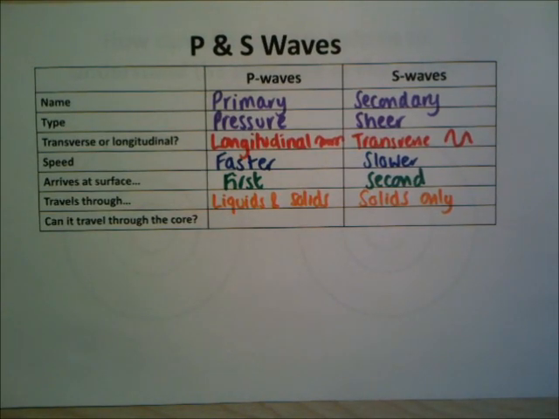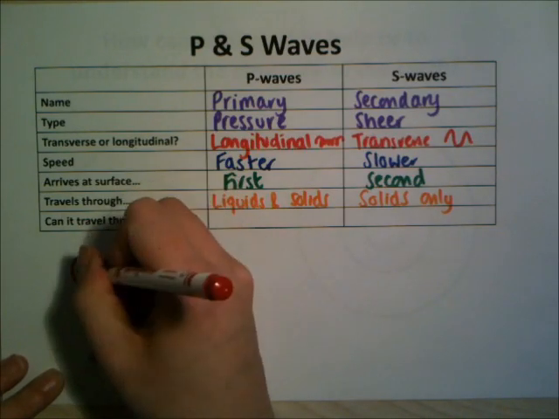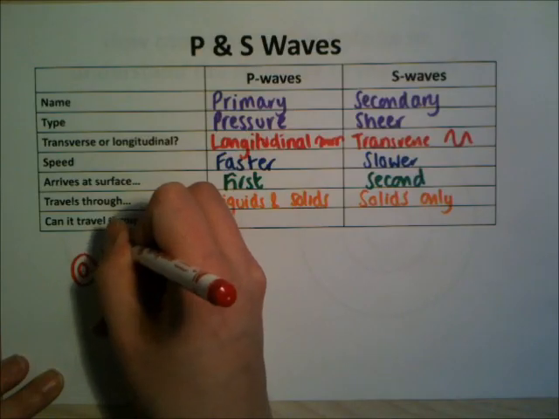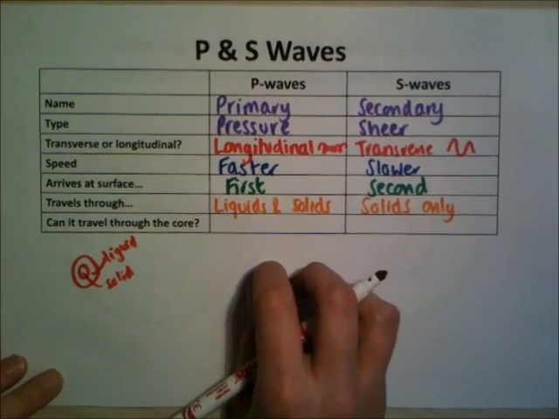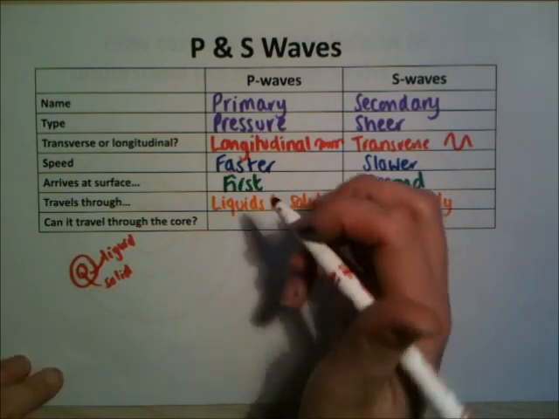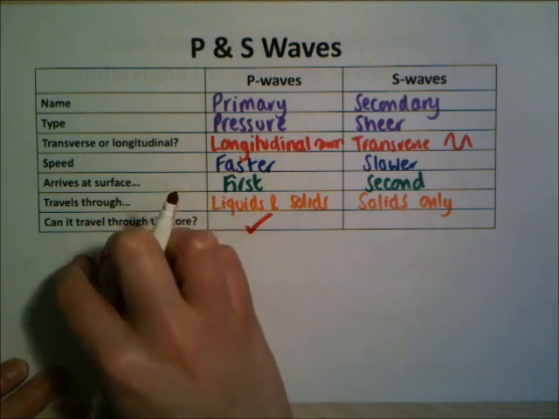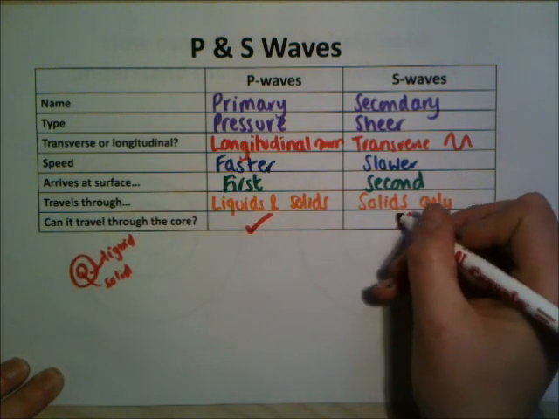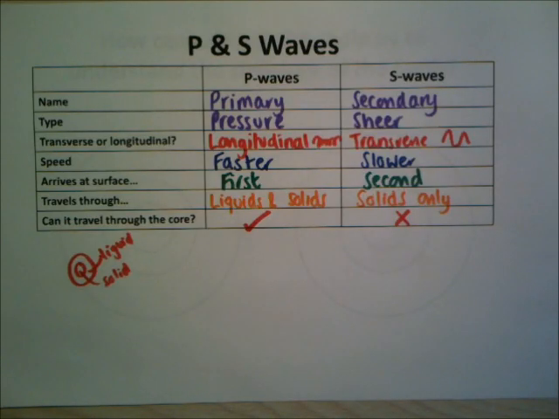Now, the core, remember, if we think about how we drew it a few videos back, has a liquid outer core and a solid inner core. So, a P wave can travel through liquids and solids, so it can travel through the core. An S wave can only travel through solids, so it can't get through that first layer, so it can't travel through the core. That's really important for what we're going to talk about on the next page.